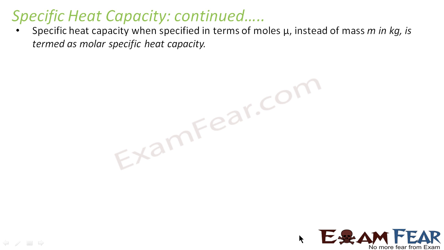Now, if the specific heat capacity is specified in terms of moles instead of mass, then it is known as molar specific heat capacity. I mean, it is the same thing, just that instead of mass, we use moles, that is the number of moles present in any sample. So if it is expressed in terms of mass, it is denoted by S and it is called specific heat capacity. If it is specified in terms of number of moles, then it is known as molar specific heat capacity and it is denoted by C.